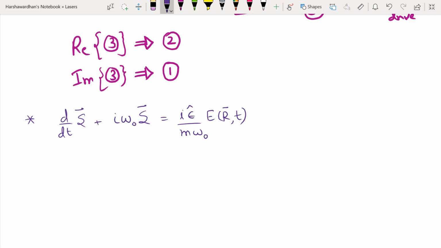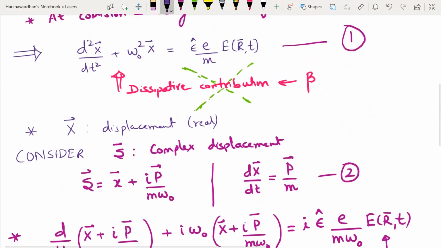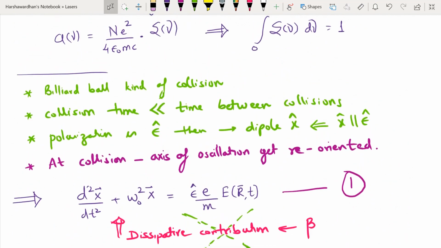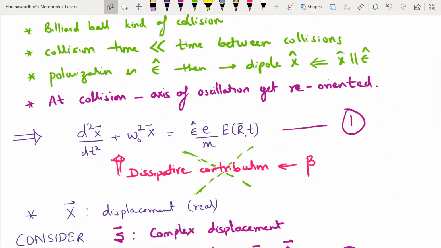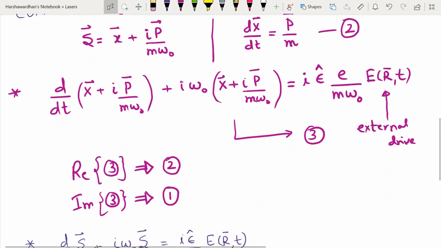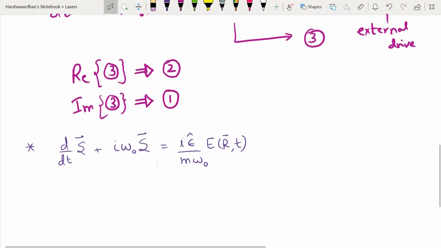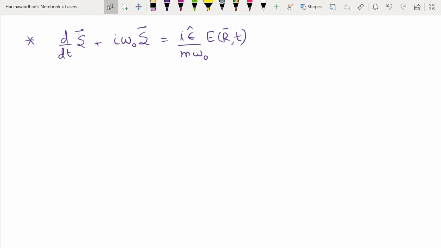Now if you invoke all these assumptions that I have made, which is that the billiard ball kind of collision times are much smaller in comparison to the time between collisions, polarization gets interrupted periodically because of collisions, and it's in the same direction as epsilon. Pictorially, let me look at it this way. Imagine that my atom is evolving under the external electromagnetic field. This has the same frequency as that one, and it gets interrupted at different times and then starts evolving again, right?